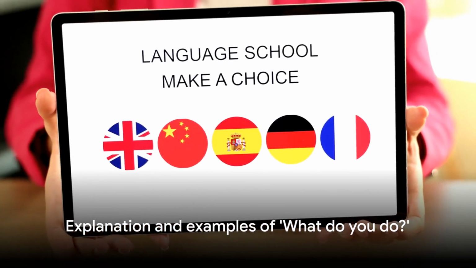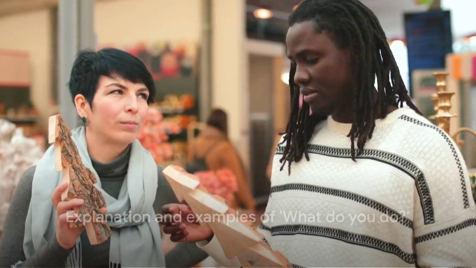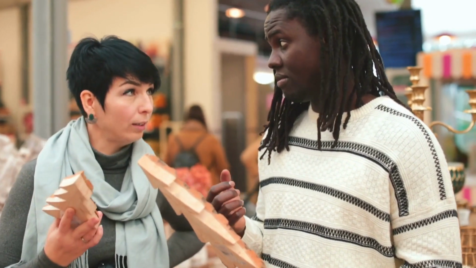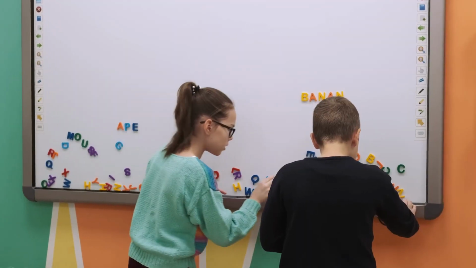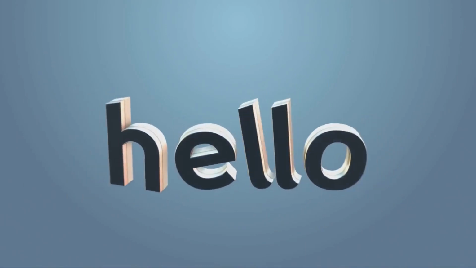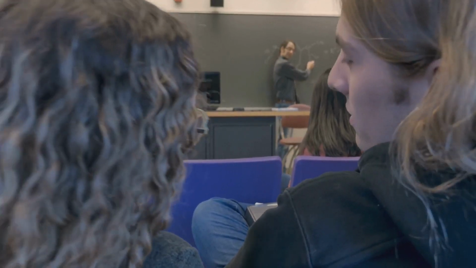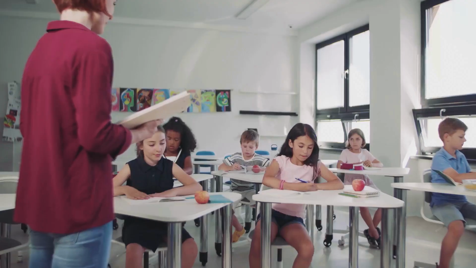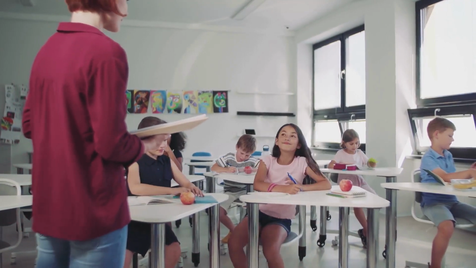First, we will explore the phrase, "What do you do?" This common question is often asked to understand someone's profession or regular activities. It's like asking, "How do you spend your time?" or "What's your job?" Let's look at some examples. If you meet someone at a party, you might ask, "What do you do?" They could answer, "I'm a teacher." This tells you that their job is teaching.